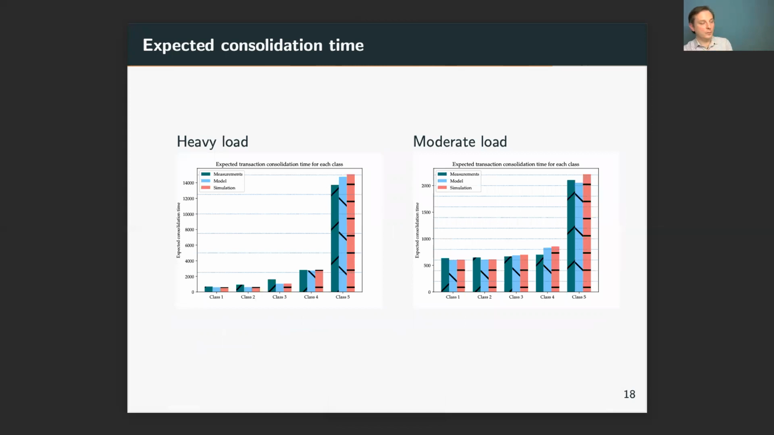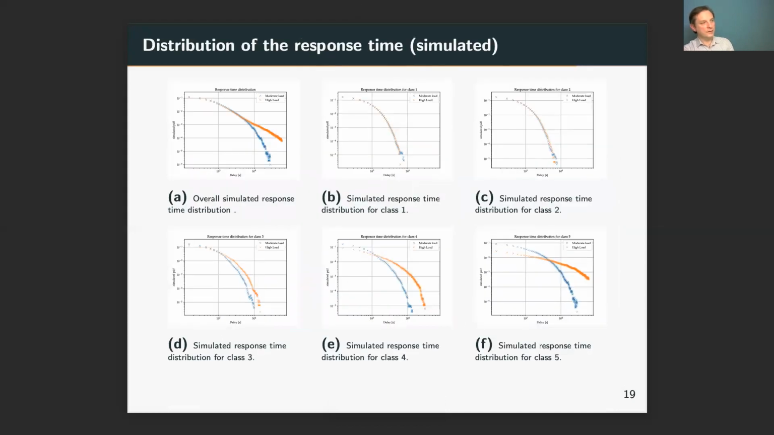So this is the comparison of the results obtained by simulation, model, and the measurements. And you may see that the accuracy of the model is very good. This is the distribution of the response time, simulated, in case of heavy and moderate load. We can see that class 1 and class 2 don't feel much the passage from moderate load to heavy load, but when we go to class 3, class 4, and class 5, the response time becomes much worse.